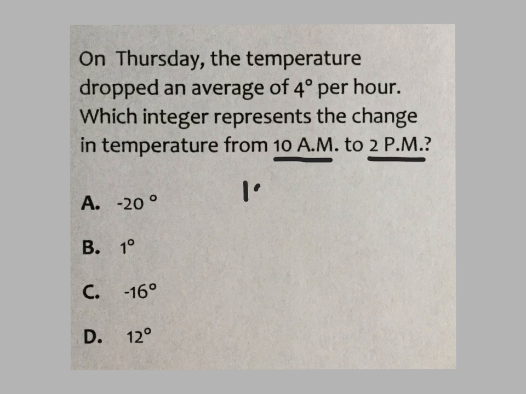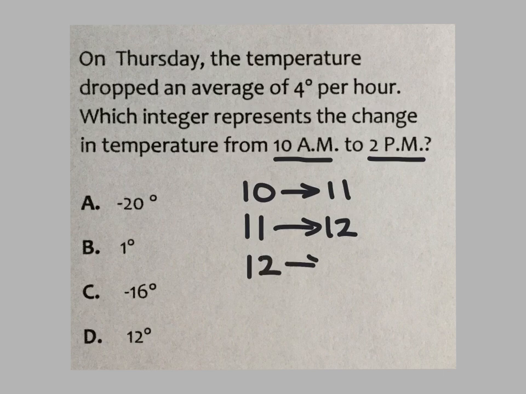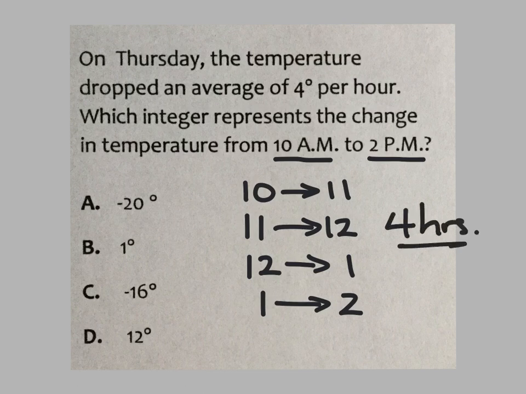So from 10 to 11 is 1 hour. 11 to 12, or noon, is the second hour. Noon to 1 o'clock, or 1 p.m., is the third hour. And 1 p.m. to 2 p.m. would be a fourth hour. So 4 hours have gone by. Which integer represents the change in temperature during those 4 hours?